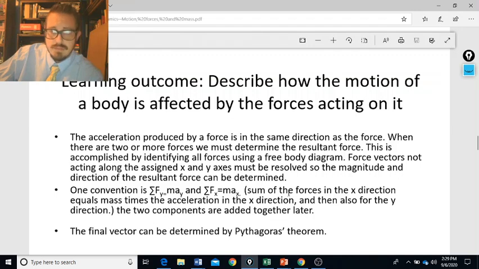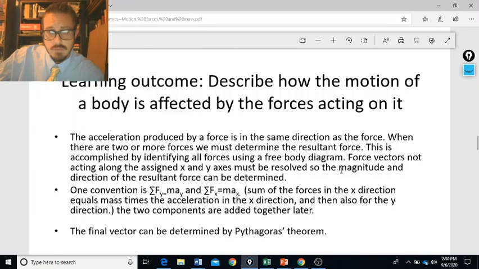So there's some good notes here on this slide related to this learning outcome. I'm going to go ahead and read them through for completion's sake. It says the acceleration produced by a force is in the same direction as the force. That's really thinking about Newton's second law in terms of that acceleration is a vector and force is a vector, and those vectors are going to point in the same direction. The direction of the net force is the direction the object accelerates.